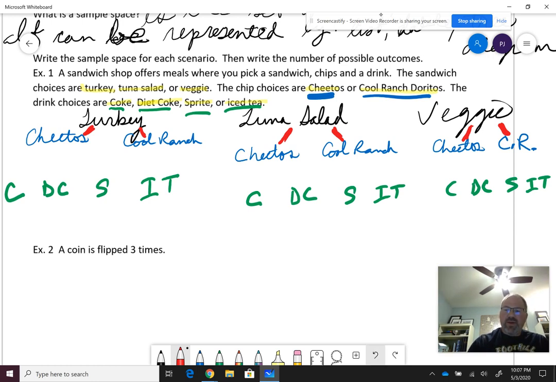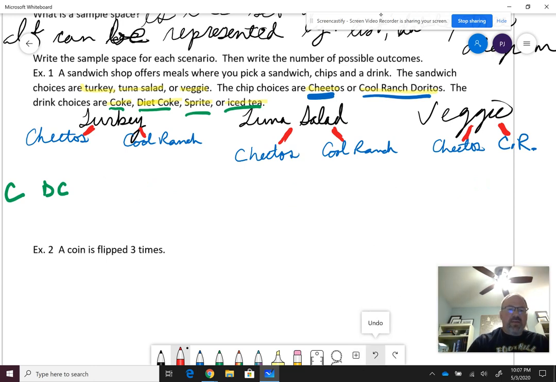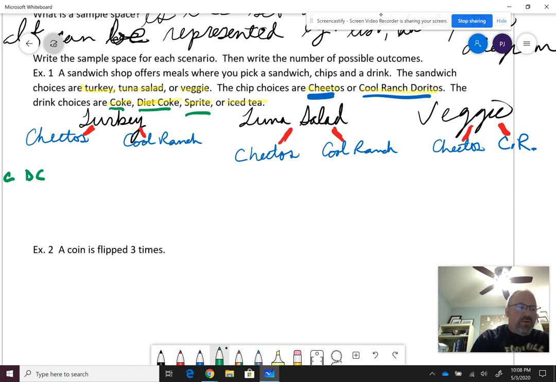I need to go back. Okay. Now, the problem was that I was doing that as if you only had 4 choices for Cheetos and Cool Ranch, but you have 4 choices if you choose Cheetos as a sandwich. So that means you've got Coke, Diet Coke, Sprite, and iced tea. But you have the same thing if you chose Cool Ranch Doritos as your chips as well.